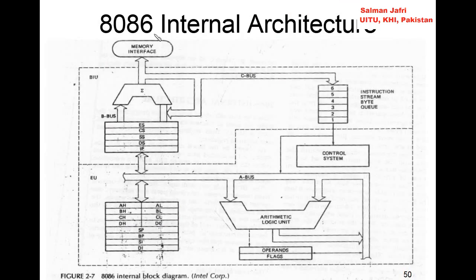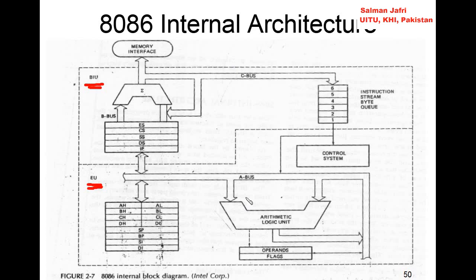Now some points about the 8086 internal architecture. This is the internal architecture model of the 8086 microprocessor. As we can see, this microprocessor consisted of two parallel separate units. One was the BIU, or the bus interface unit, and the other was the EU, or the execution unit.